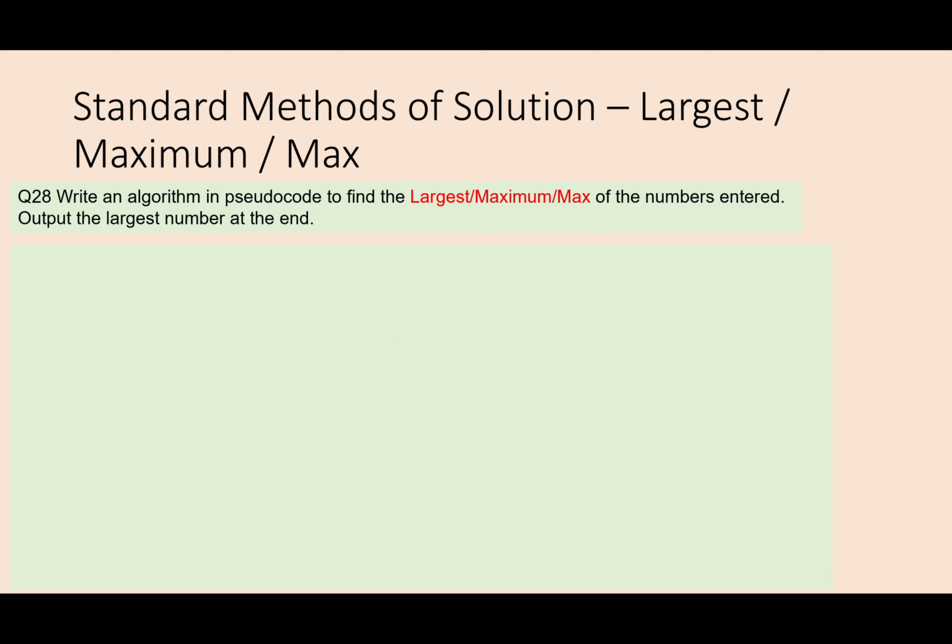Okay, this is the next video in standard methods of solution, and we're looking at now how to find the largest, or the maximum, or the max number. Generally, you'll probably find the word max is used more often in the exam to describe it, but they're all very relevant. Write an algorithm in pseudocode to find the largest, maximum, or max of the numbers entered, output the largest at the end.